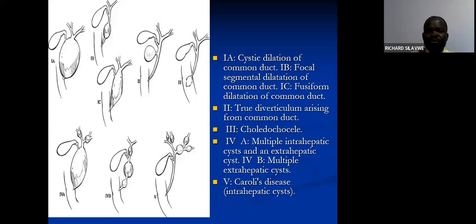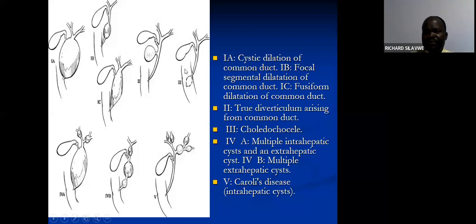And then we have image number 3 here, which I've indicated IC. It's a fusiform dilatation of the common duct. Then we have the 4th image here. You see this one here? Yes, that is a diverticulum arising from the common bile duct. So this part here is the common bile duct. Then we have this cyst here.